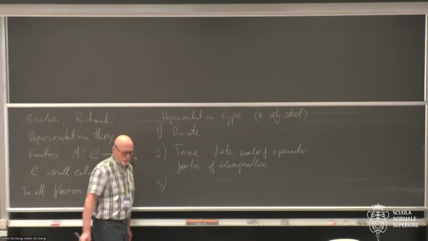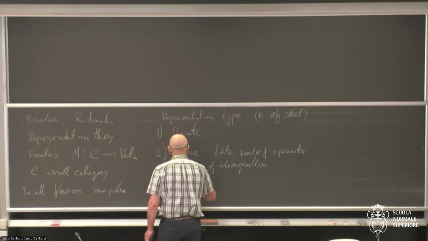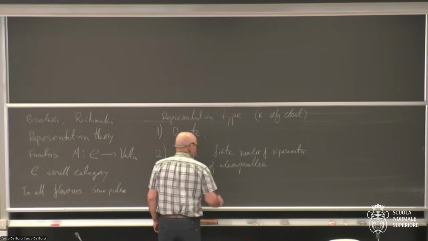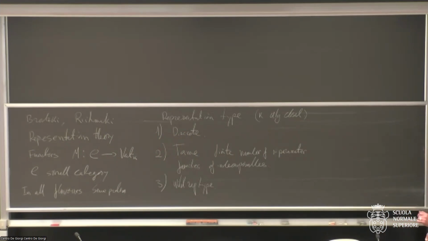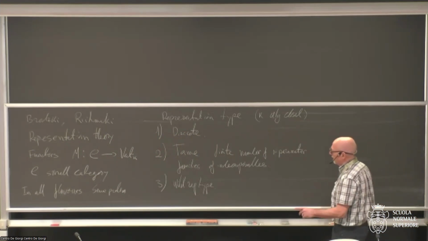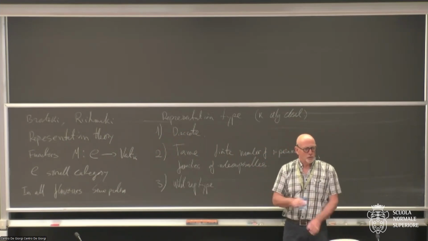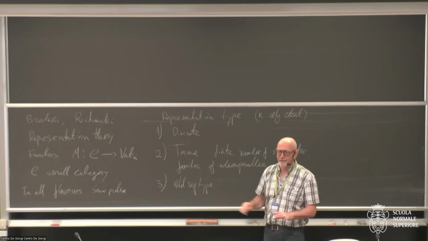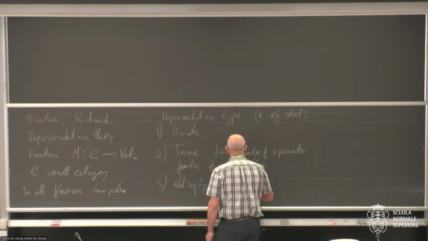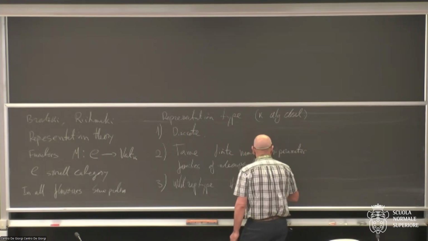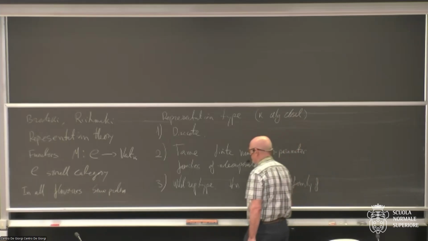The third, and unfortunately the most general case, is what is called wild representation type. There are many ways of saying this, which I don't fully understand all of them. But one way to say it is that for every n, you have an n parameter family of indecomposables. For every n, okay? So there's no hope to classify anything. For every n, there's an n parameter family of indecomposables.